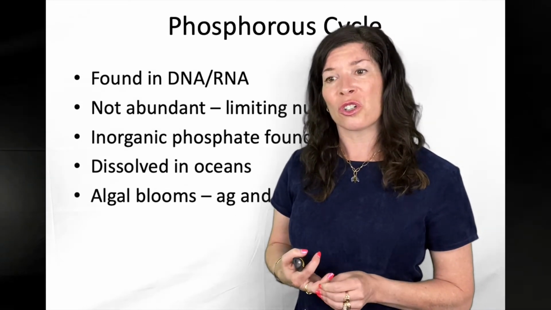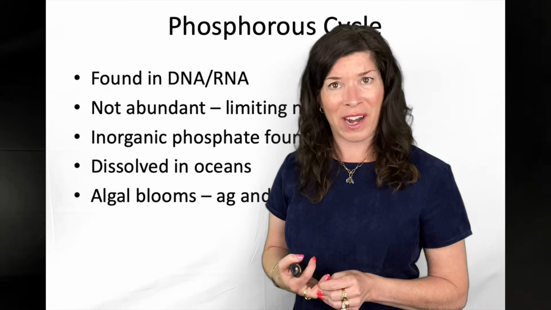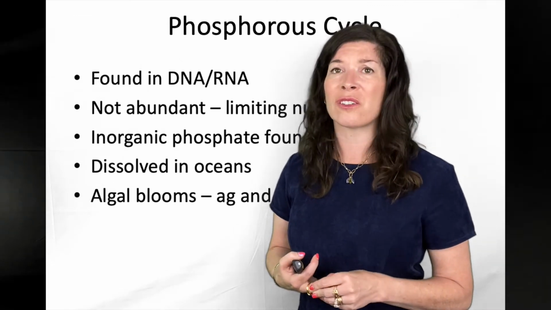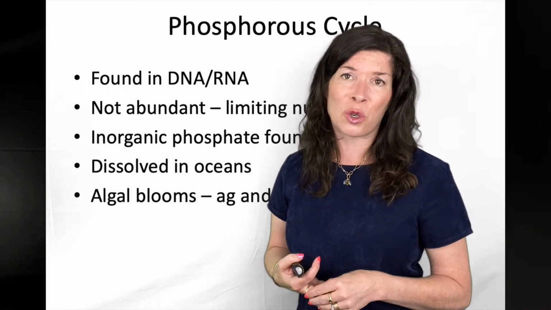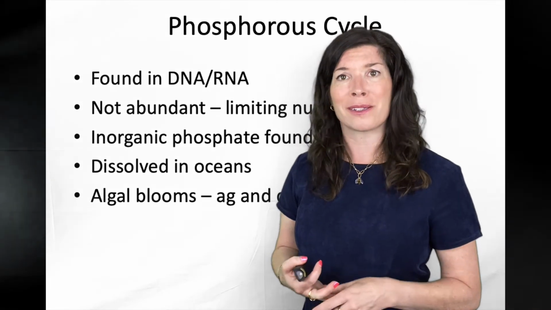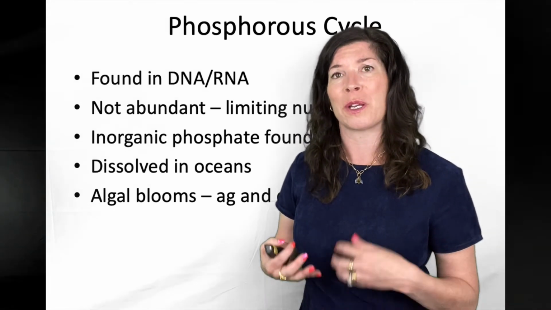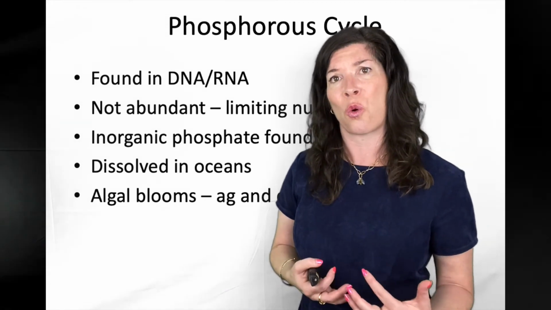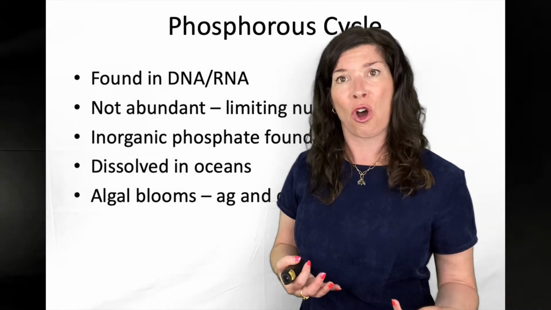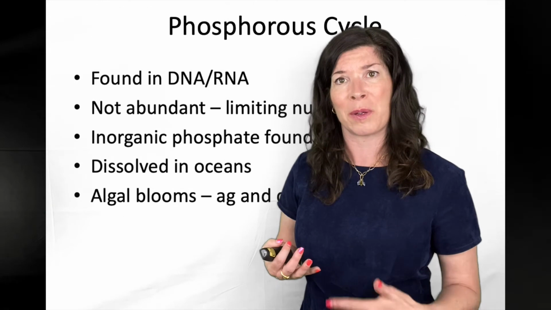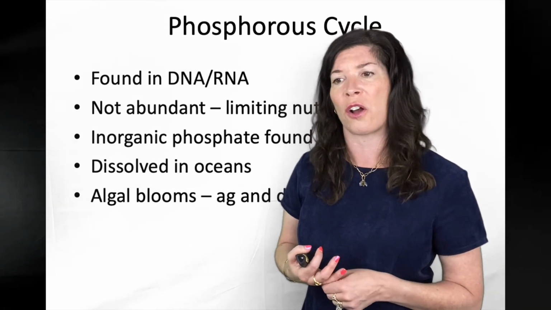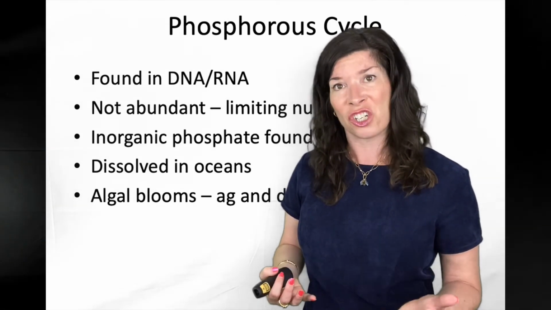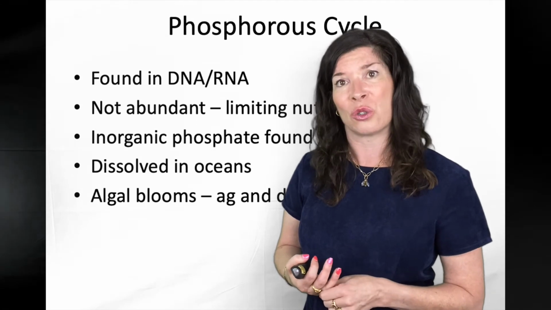Its major sink, where you can find it, is going to be in rocks, and through geologic processes and physical processes and chemical processes, we're going to end up with phosphorus being broken down and released into both terrestrial and aquatic environments. It can be dissolved in the ocean, in the sediments and rocks that are exposed to ocean water, and any addition of phosphorus, again, can lead to algal blooms.